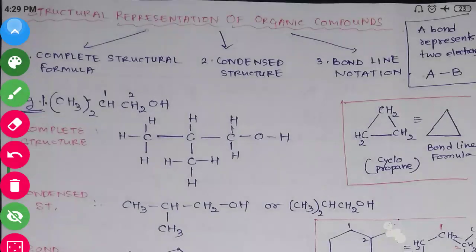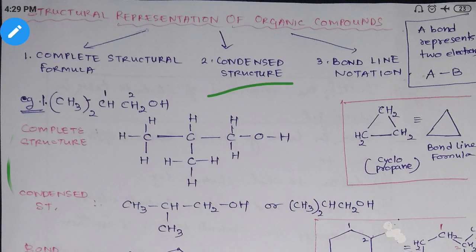Then comes the condensed structure. So what is condensed? In the condensed structure, if you see this question, this compound is only a condensed structure. The way this compound is written is what we call a condensed structure. You should know what condensed means literally: it should not be open, it should be very close together.